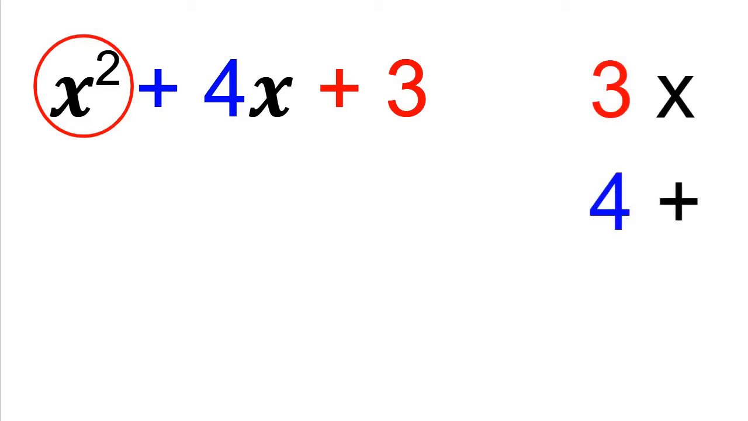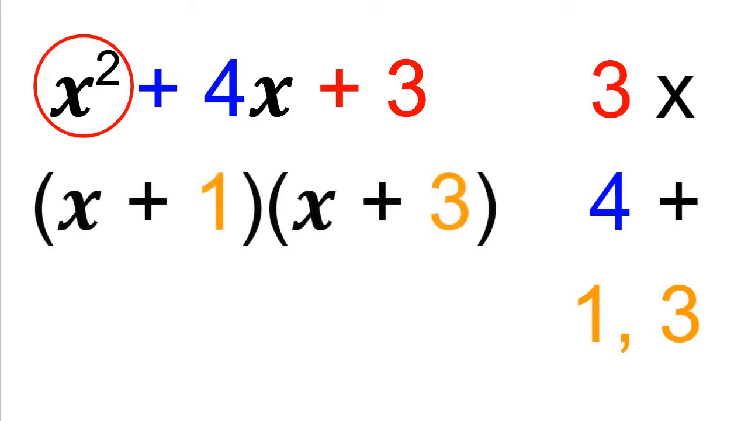So two numbers that multiply to 3 are 1 and 3. 1 times 3 is 3. And if we added 1 and 3 together, we would get 4. So that means our numbers are 1 and 3. Now we simply take x and add it by 1, and we take x and add it by 3, and we just multiply it, as you can see.